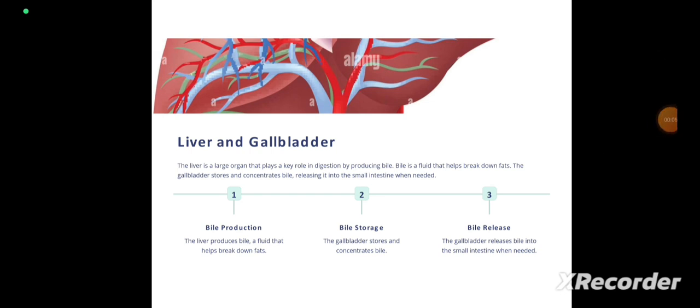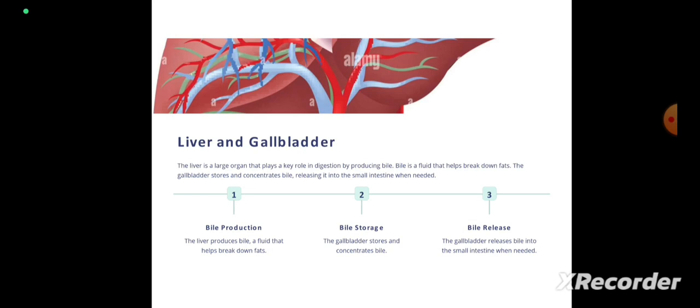Liver and gallbladder. The liver is the largest organ and plays a key role in digestion by producing bile. Bile is a fluid that helps break down fat. The gallbladder stores and concentrates bile, releasing it into the small intestine when needed.